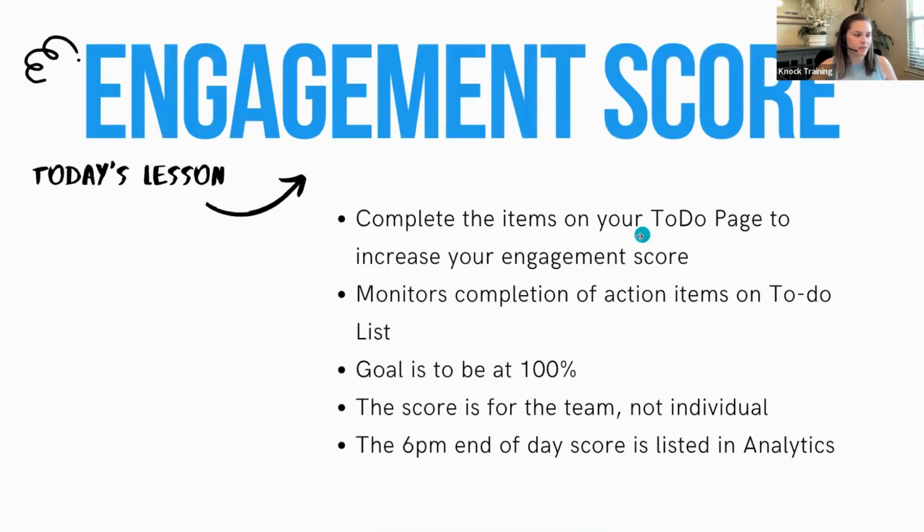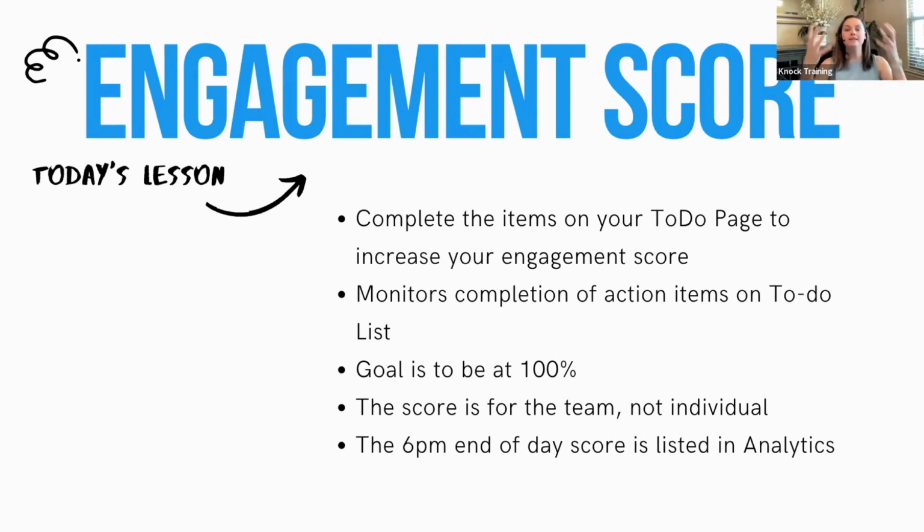All right. So like I said, we definitely want to hit on some core areas of the system today. And the first area that I wanted to talk about is what's called the engagement score. So what is it? The engagement score is a really great tool that you're going to have access to as soon as you log into the system. And what it does is it monitors and shows our progress with completing daily tasks.